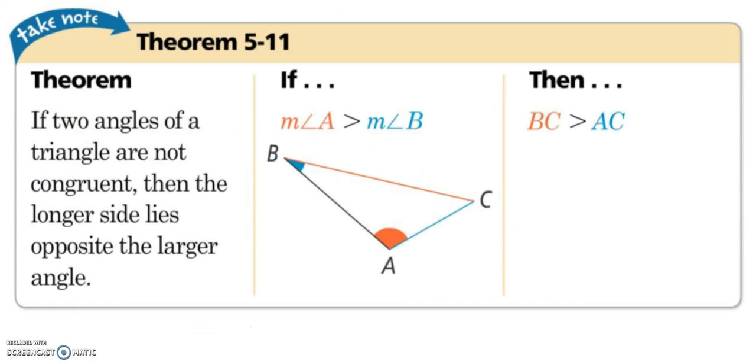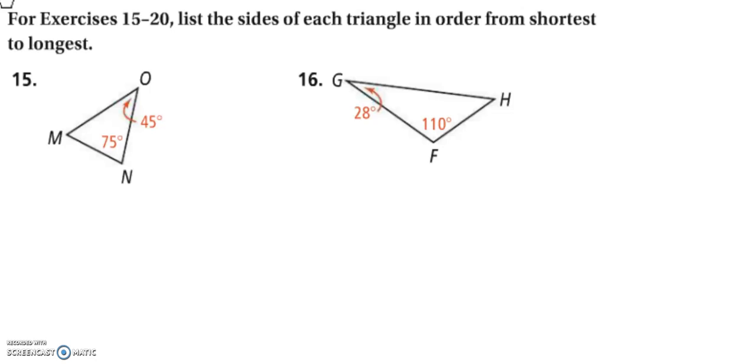Now the reverse holds true also. If I know my angle measures, I can figure out what are my longest sides or my shorter sides. So same thing, list the sides of each angle in order from shortest to longest. So doing quick calculations, I can figure out what my other missing angle is.